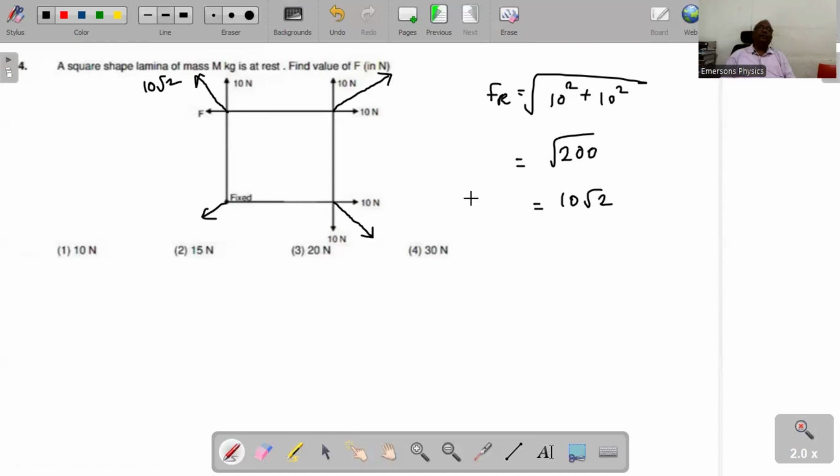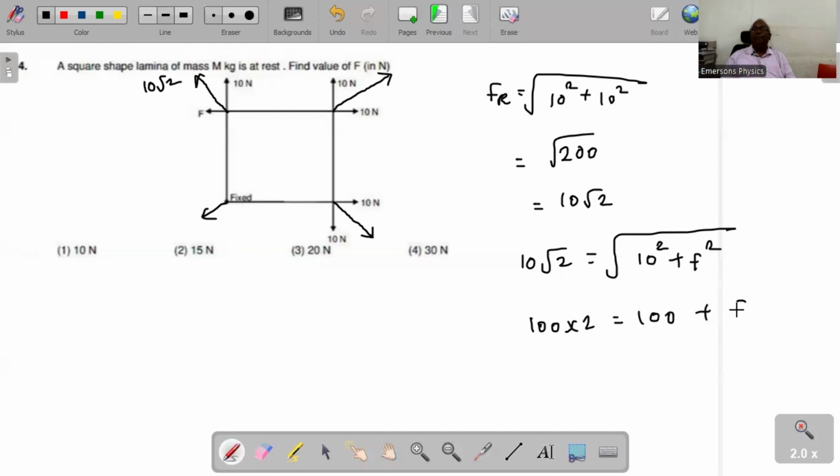Here, it is clear 10 root 2 should be the resultant of 10 Newton plus this F squared. Now you wanted to find out F. That's all. So squaring both sides, 100 into 2 equal to 100 plus F squared. F squared can be taken out. F squared equal to 200 minus 100, 100. F is clear, 10 Newton is the answer. So it is clear, this force is 10 Newton.